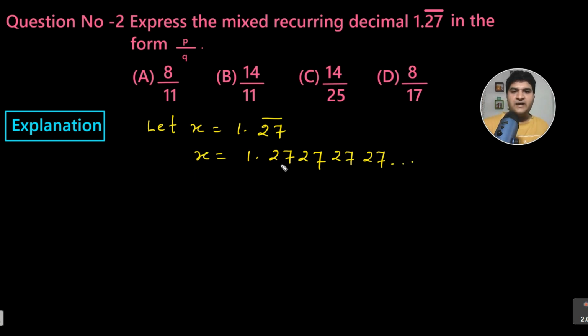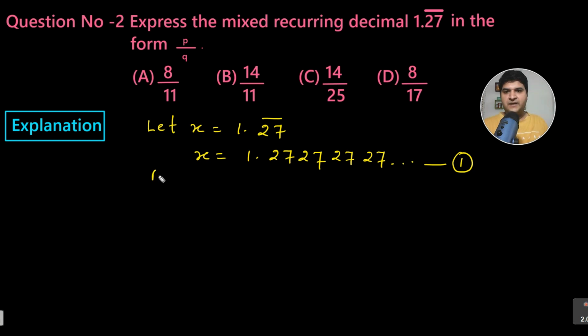Let's say this is your equation number 1. You have to multiply this equation by 100. Why are we multiplying by only 100? Because only 2 digits are getting repeated. If only 1 digit is getting repeated, then you multiply by 10 on both sides. If 3 digits are getting repeated, then you multiply by 1000. Please remember these points.